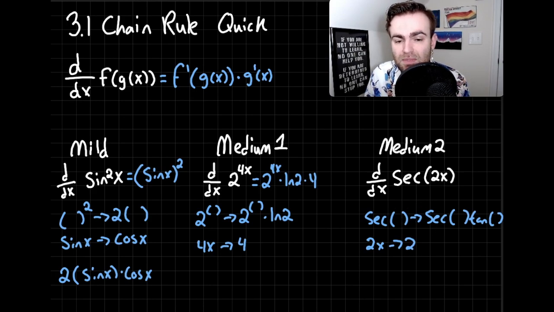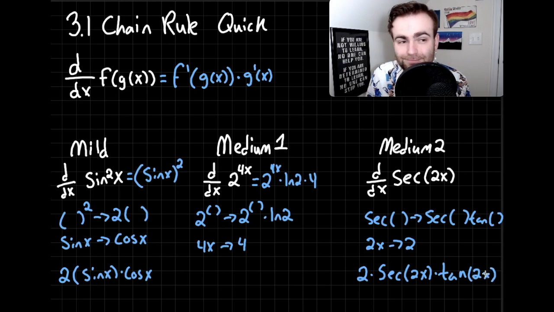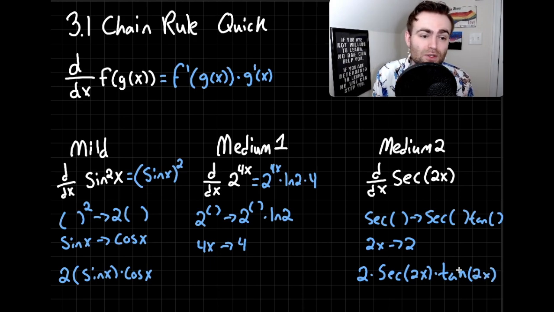So altogether this would be 2 times secant, keeping the inside the same, which would be the 2x, times tangent, and again that's going to have the inside of 2x. And that's really it. There might be a little bit more algebra involved, and again, I'm going to go over a spicy example in another video, but that is essentially it. The chain rule is: take the derivative of the outside, keep the inside the same, and multiply that by the derivative of the inside.